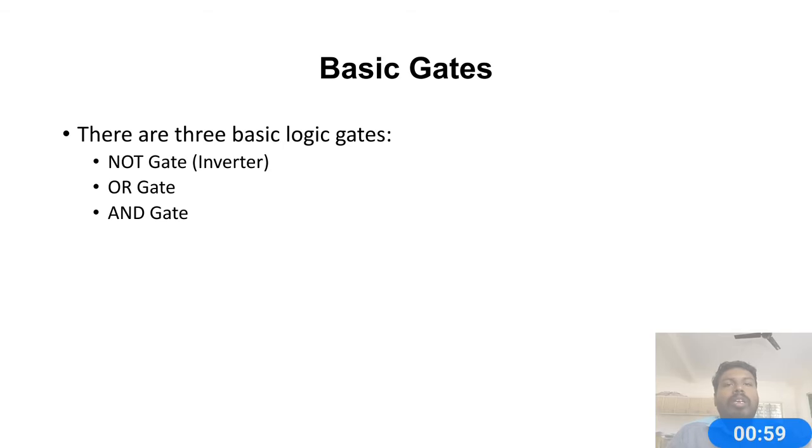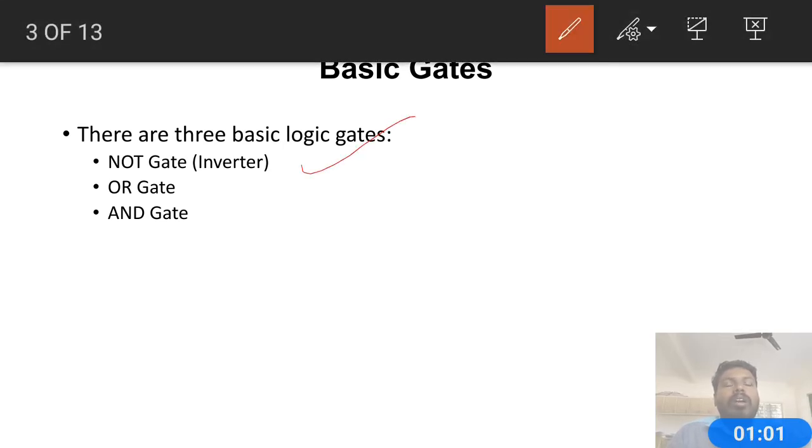The first one is the NOT gate, which is also called an inverter gate. What is the output condition of the NOT gate? The output is always the opposite of the input. If we give 0, the output will be 1. If we give 1, the output will be 0.